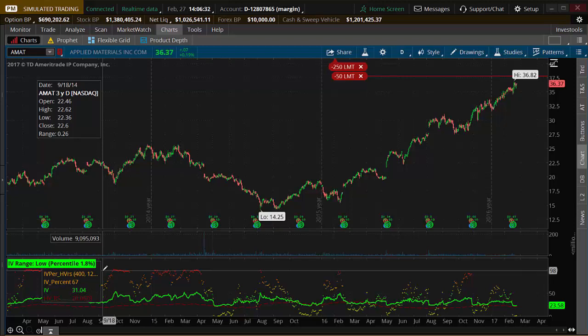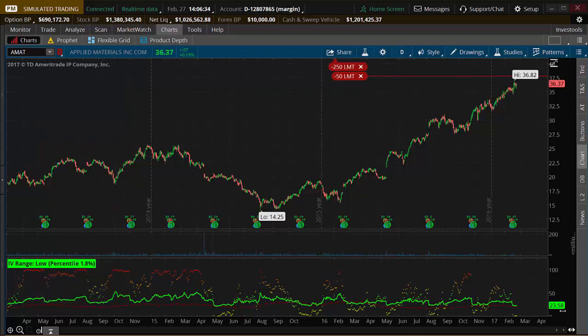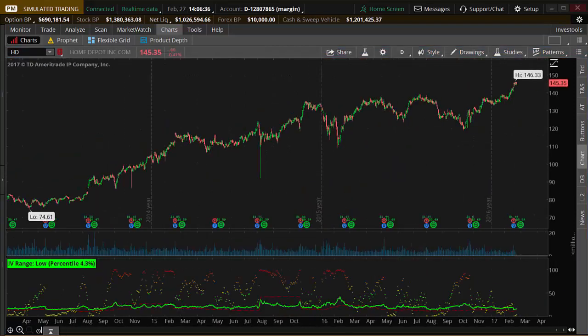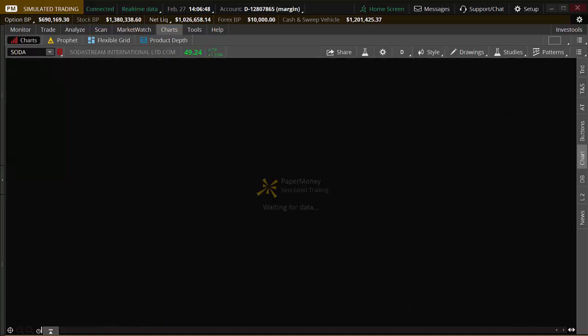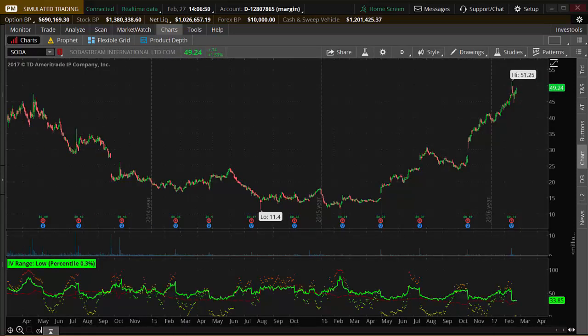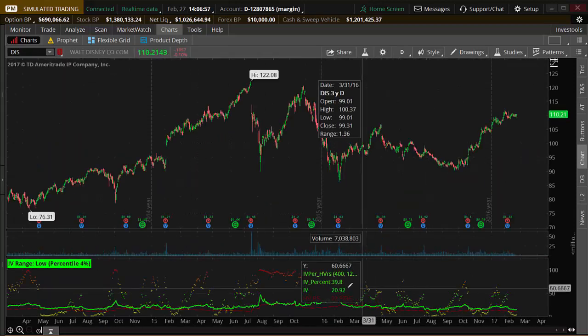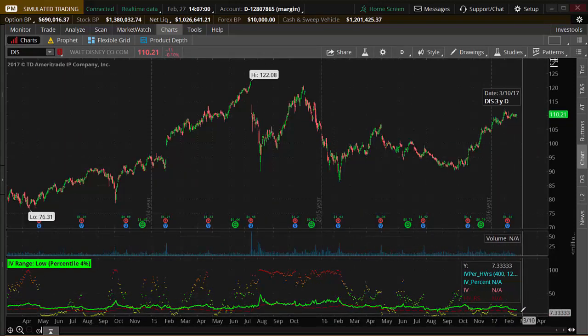We're seeing this across the board. It's all over the place. Let's take a look. Home Depot, percentile 4.3. Ralph Lauren, it's in a steady downtrend. This should have a high implied volatility. Nope. Percentile 1.3. SodaStream, going up. Okay, great. Percentile 0.3. Big companies, small companies, Disney, 4%. This is the fourth percentile. Only 4% of its previous implied volatility samples have been below this.